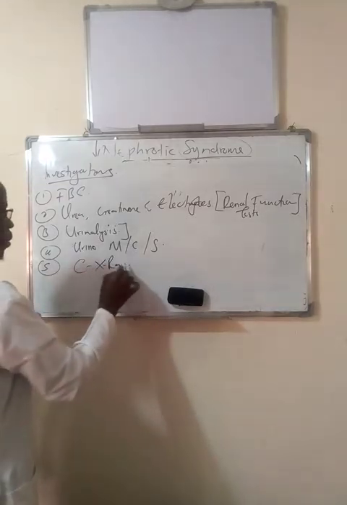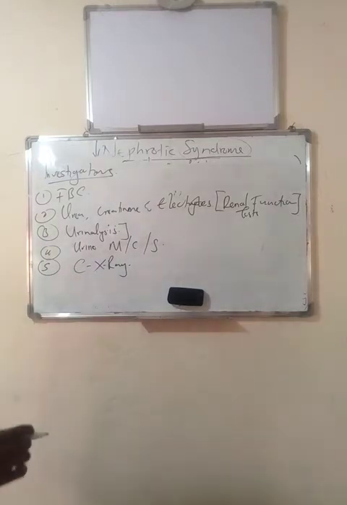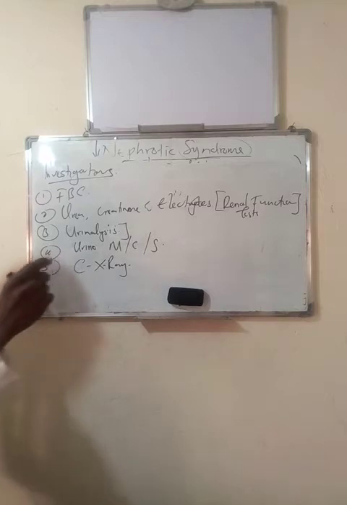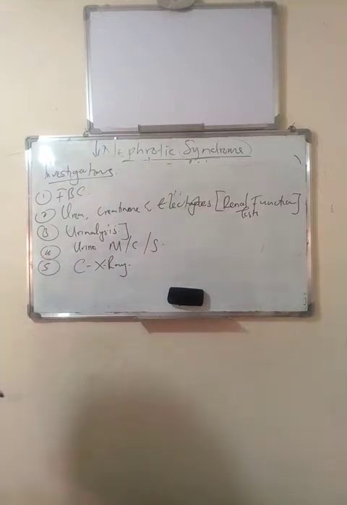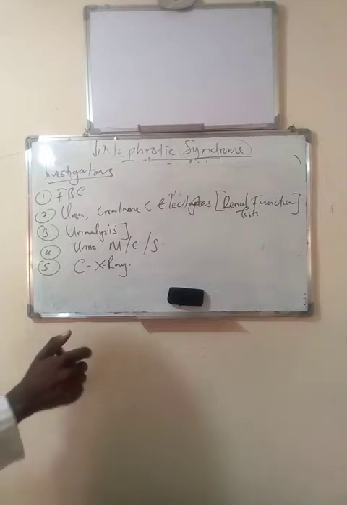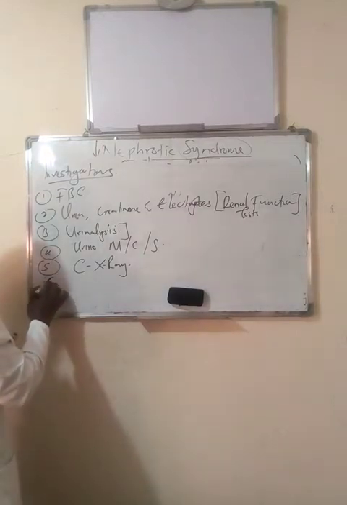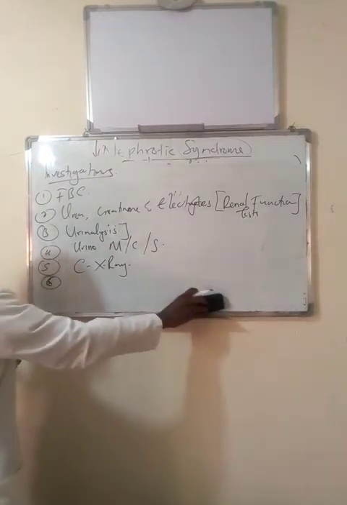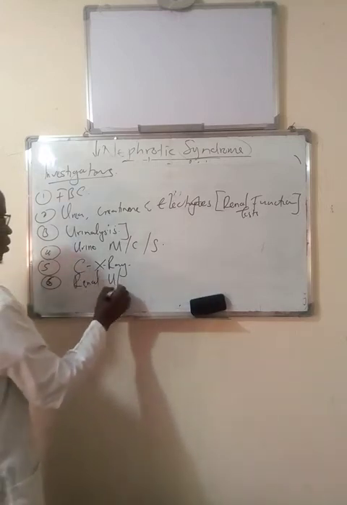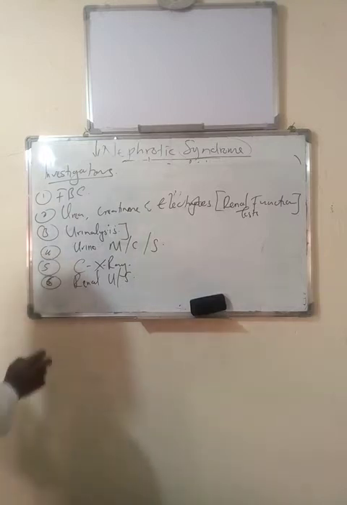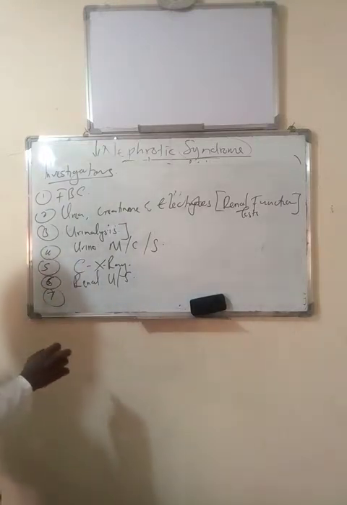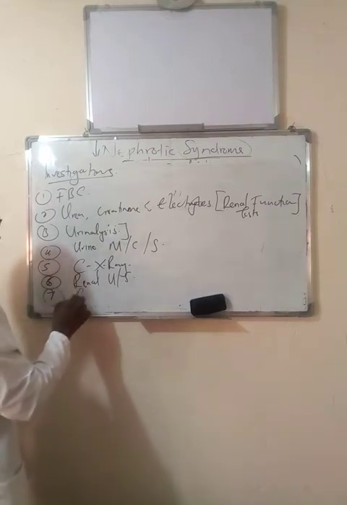Now, the reason why you are trying to do chest X-ray is to look out for features of pulmonary edema, features of pleural effusion, and so on. Then, number 6, you also want to do renal ultrasound, and then lastly, the diagnostic one is what is called renal biopsy.